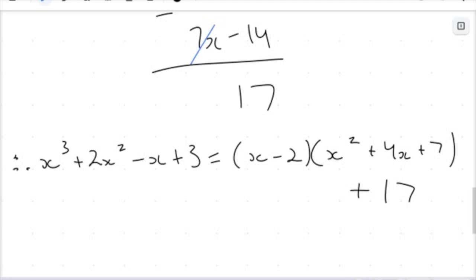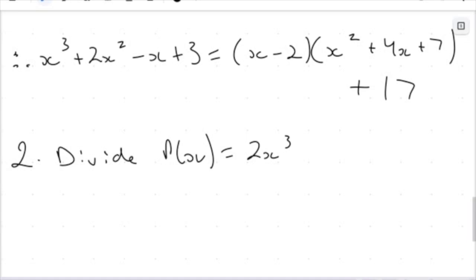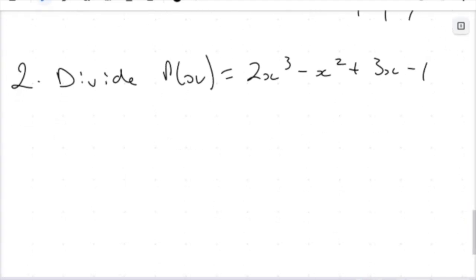Okay, we're going to do one more example to wrap this up. Here we want to divide p of x equals 2x cubed minus x squared plus 3x minus 1. I want to divide that by x plus 3. So we have a new dividend, we have a new divisor of x plus 3.